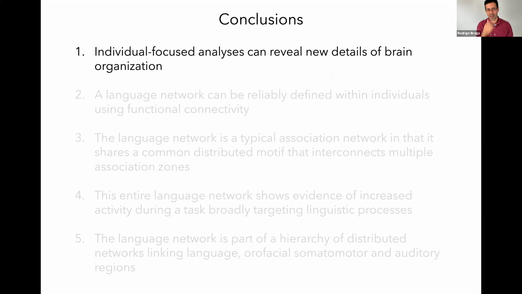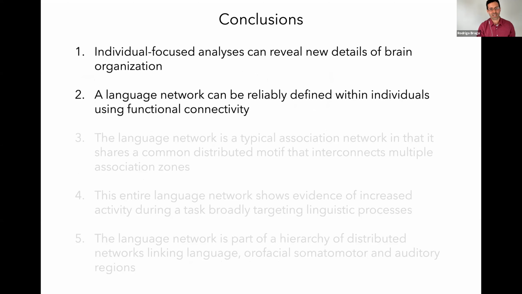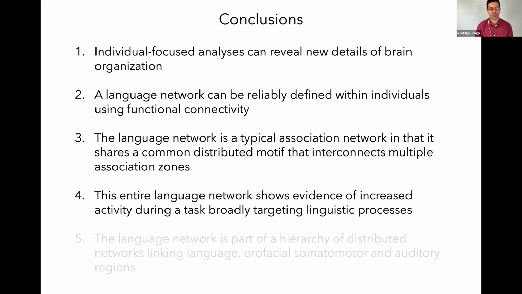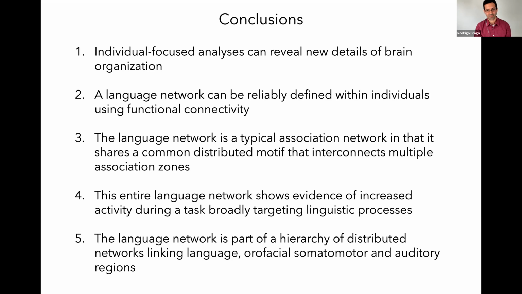So to conclude, I have shown you that individual-focused analyses in fMRI can reveal new details of brain organization. I've shown you that a language network can be reliably defined within individuals using functional connectivity. I've shown you that the language network is a typical association network in that it shares a common distributed motif that interconnects multiple association zones. And I've shown you that this entire language network shows evidence of increased activity during a task broadly targeting linguistic processes. And finally, I've shown you evidence that the language network is part of a hierarchy of distributed networks that link language, orofacial, somatomotor, and auditory regions of the brain.